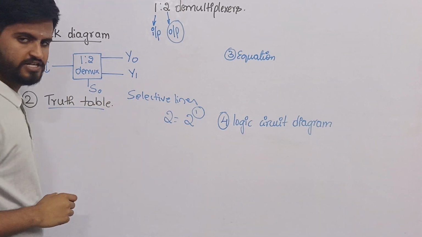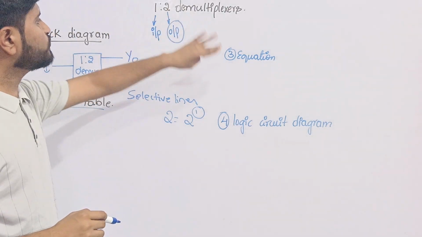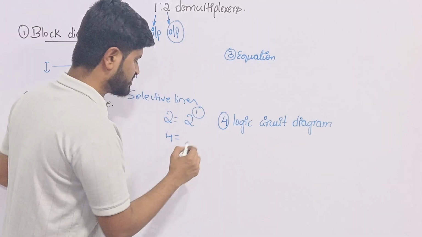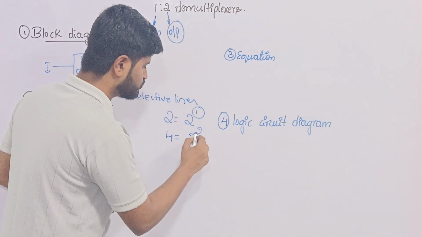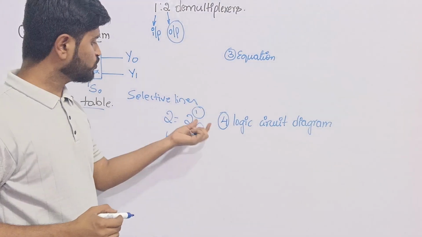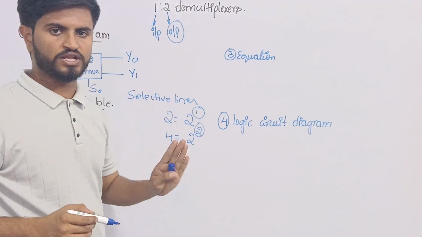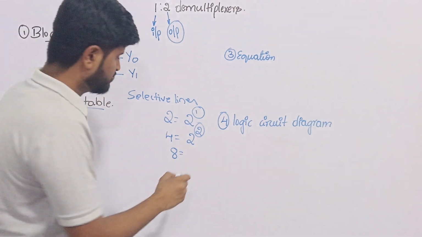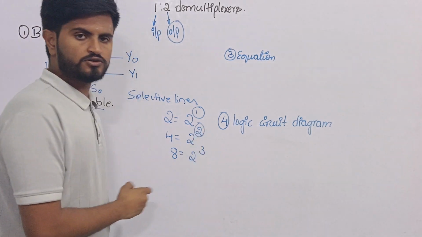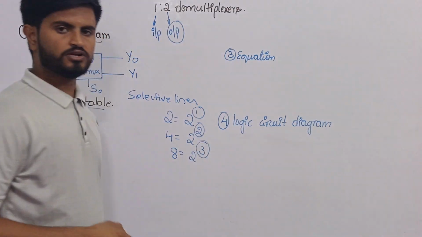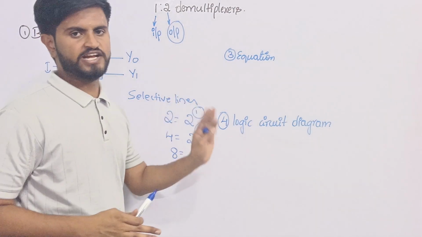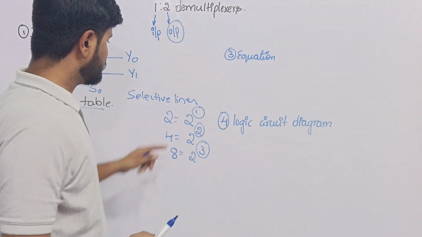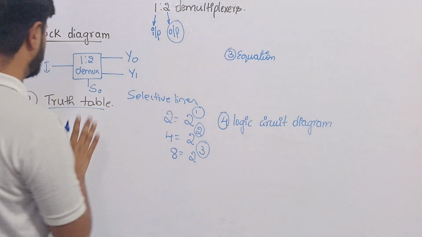Let us call it S0. If it were a 1:4 demultiplexer, how can you represent 4? 2 power 2 is 4. So 2 selective lines will be used in the 1:4 demultiplexer. Like that, for 8, 2 power 3 equals 8, so 3 selective lines will be used in the 1:8 demultiplexer. Now we are designing the 1:2 demultiplexer, so only one selective line will be used.